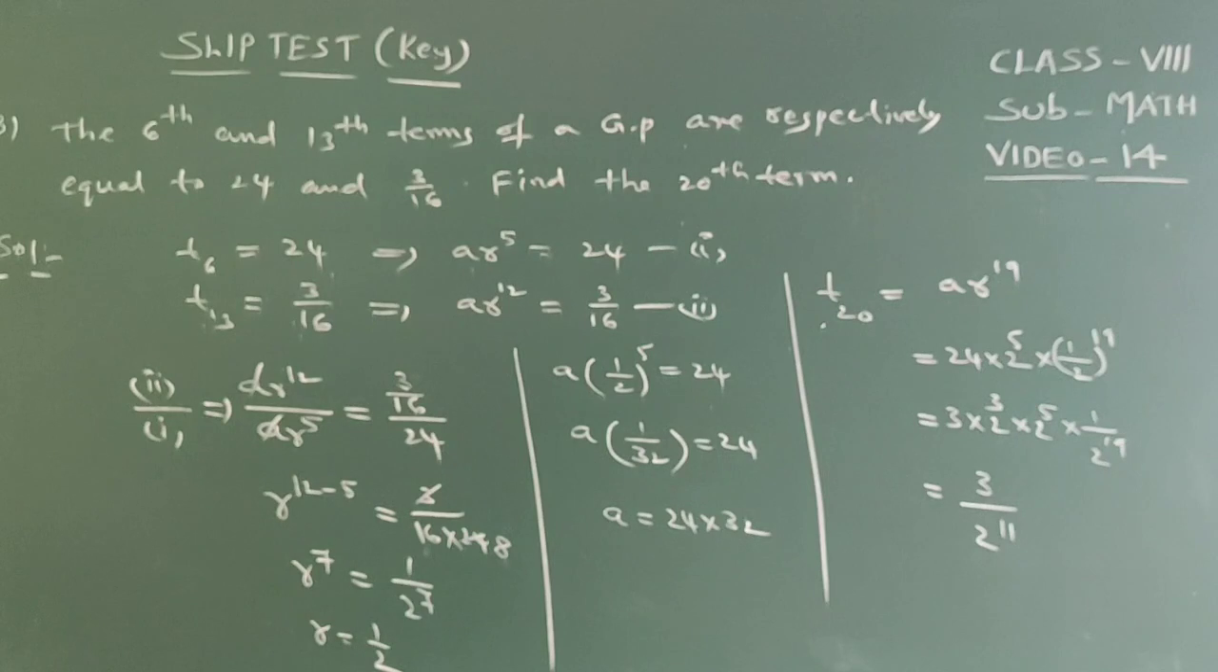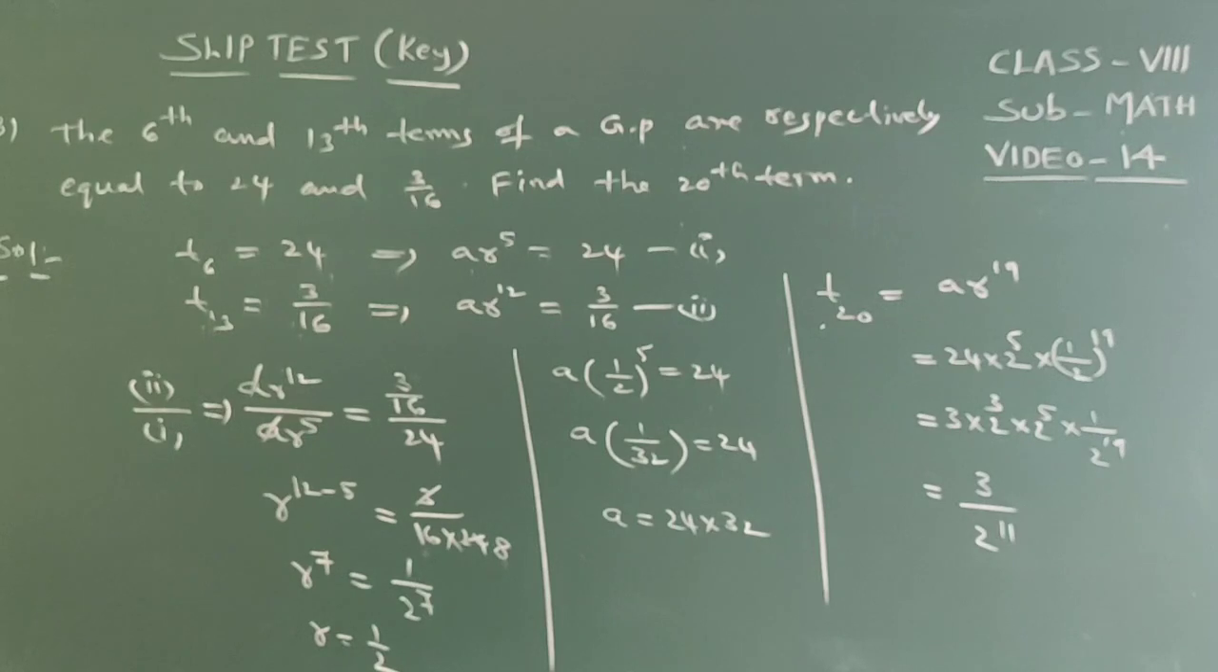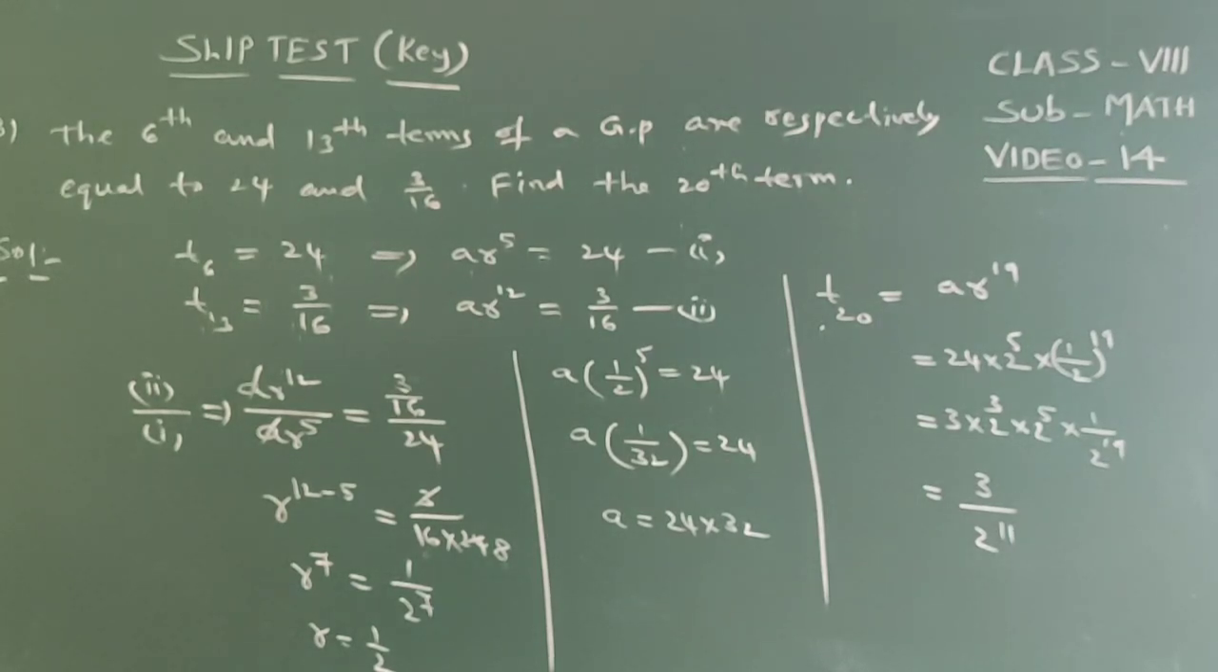Once again, check that one. The 6th and 13th terms of a GP are respectively equal to 24 and 3 by 16. Find the 20th term. Here T6, a r power 5 equal to 24. T13, a r power 12 equal to 3 by 16. Then second equation by first equation, a gets cancelled. r power 12 by r power 5 equal to 3 by 16 by 24. Here r power 12 minus 5 equal to 7. 1 by 2 power 4 into 2 cube equal to 2 power 7. So r is 1 by 2. With the help of r we can find a. Without finding a we can't find the 20th term.